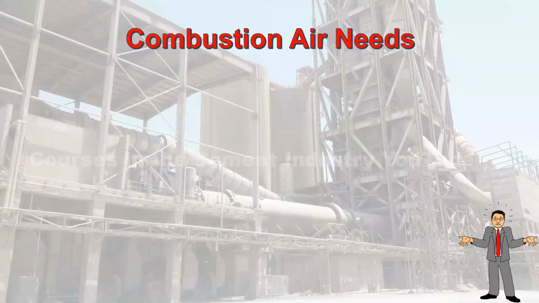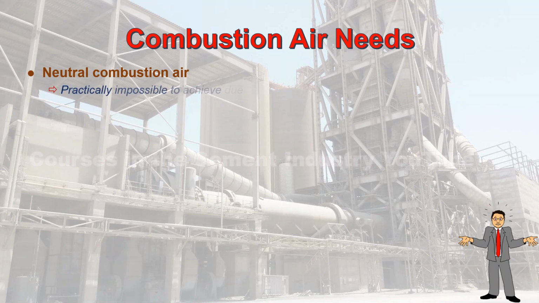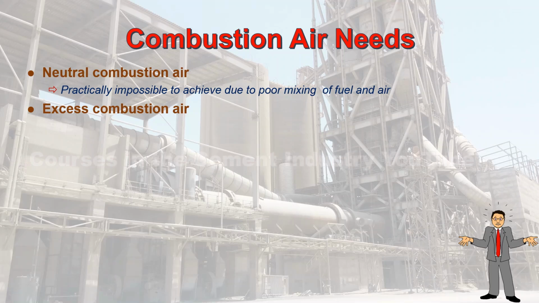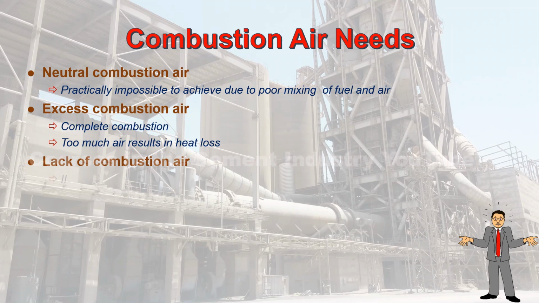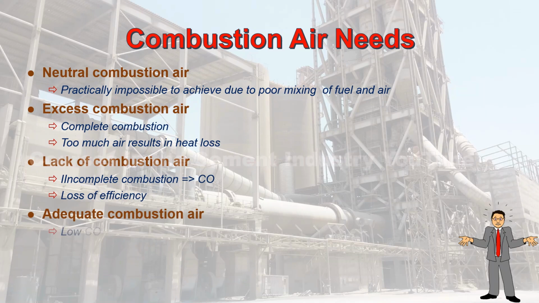Combustion air needs. 1. Neutral combustion air. Practically impossible to achieve due to poor mixing of fuel and air. 2. Excess combustion air. A. Complete combustion. B. Too much air results in heat loss. 3. Lack of combustion air. A. Incomplete combustion, CO. B. Loss of efficiency. 4. Adequate combustion air. Low CO and low O2 at rotary kiln exit.